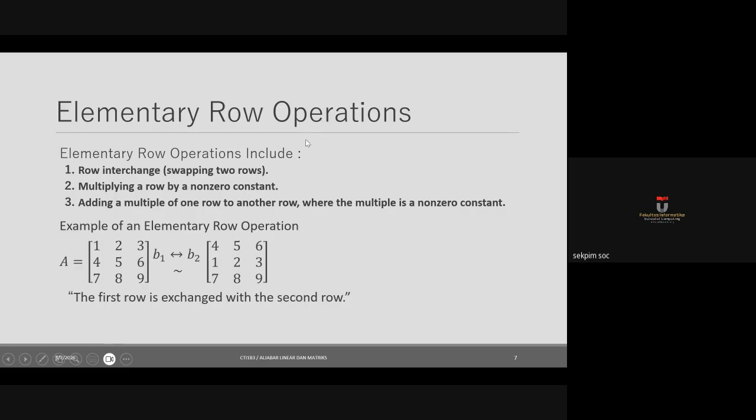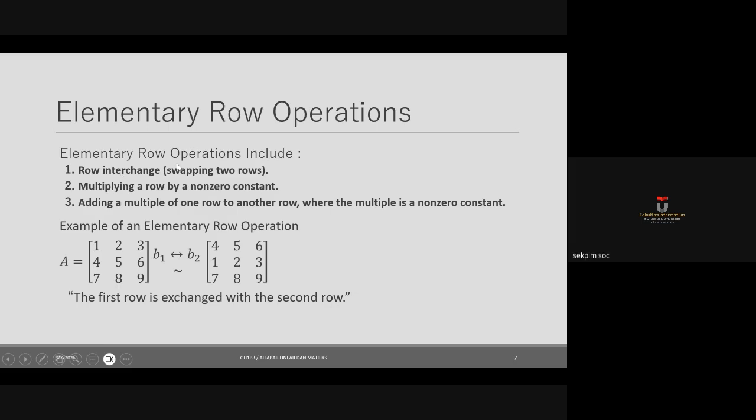Next is what we are going to talk about today. I think this is quite new for you because you haven't had this concept in high school. It's called elementary row operation in the matrix, or we can call it ERO. In Indonesia, it's called OBE, operasi baris elementer.